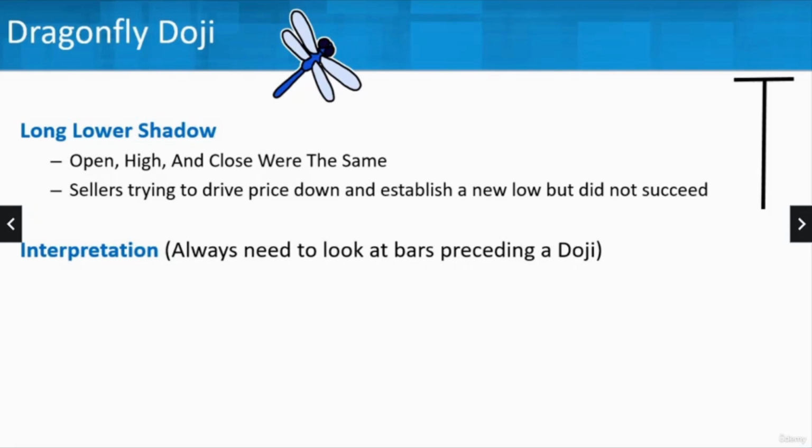And really what's happening here is that the price opens, and sellers are really trying to drive the price down. They're trying to see if somebody will sell for less and establish a new low, right? They want the close to be below the open and try to establish a new low. But they didn't succeed.